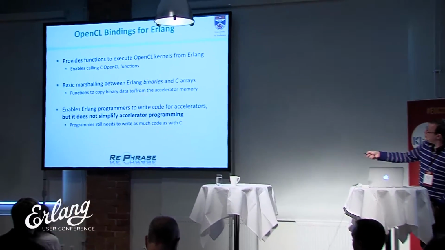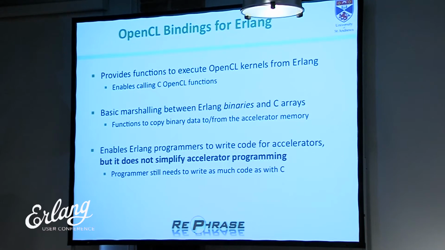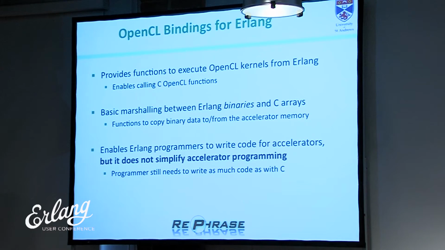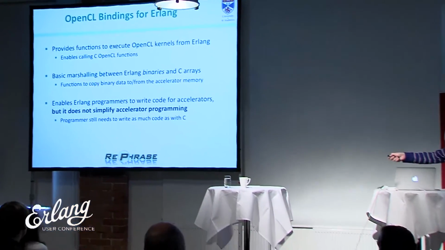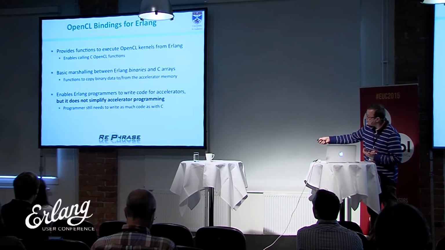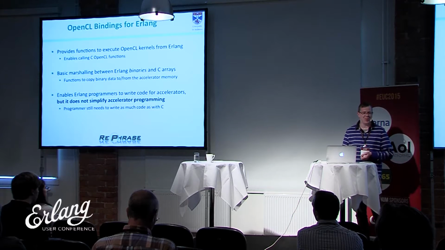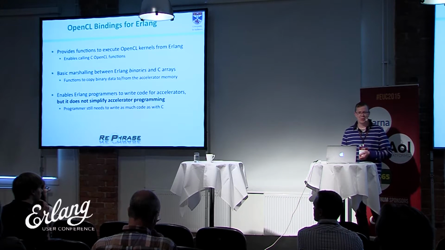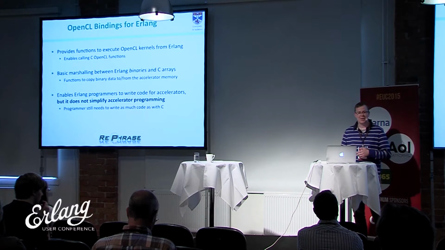They provide things like marshalling, so you can give it an Erlang binary and so on, and it will do all the marshalling between the Erlang side and the Opencl side. It will just convert everything for you. Things like functions to copy to and from the accelerator memory. It enables Erlang programmers generally to write code for accelerators. But one important point here is this alone is not enough. This doesn't simplify programming. This is incredibly complicated to use. So what we're going to do is simply use this, but we're not going to use it directly. I'll explain that in a short while.